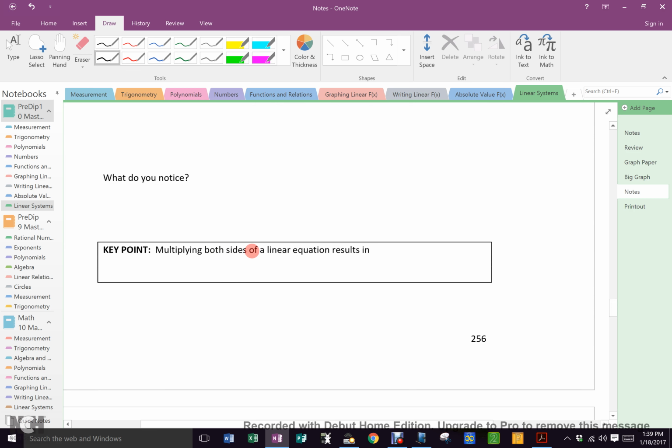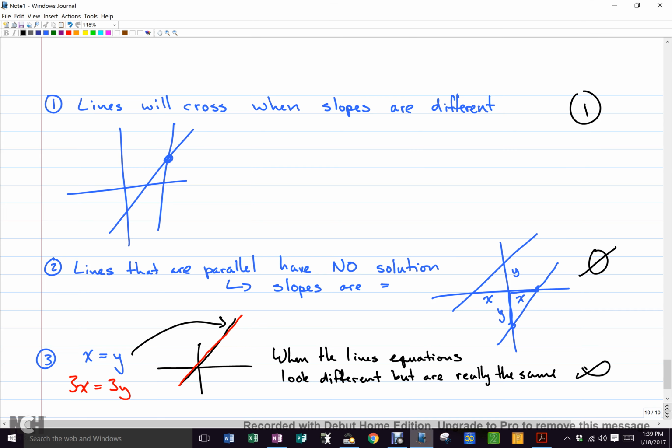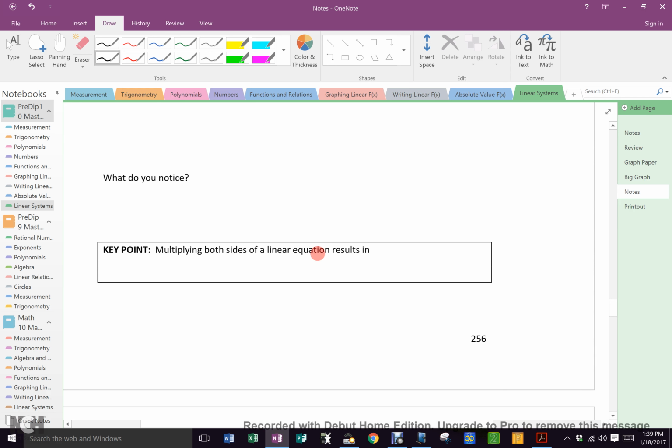What happens when you multiply both sides of a linear equation? They get bigger. What happens to the graph? What happened to the graph here? It stayed the same, right? So, am I allowed to multiply both sides of a linear equation to change how it looks, but keep the same line? Yes. Multiplying both sides of a linear equation results in a new equation with the same properties.